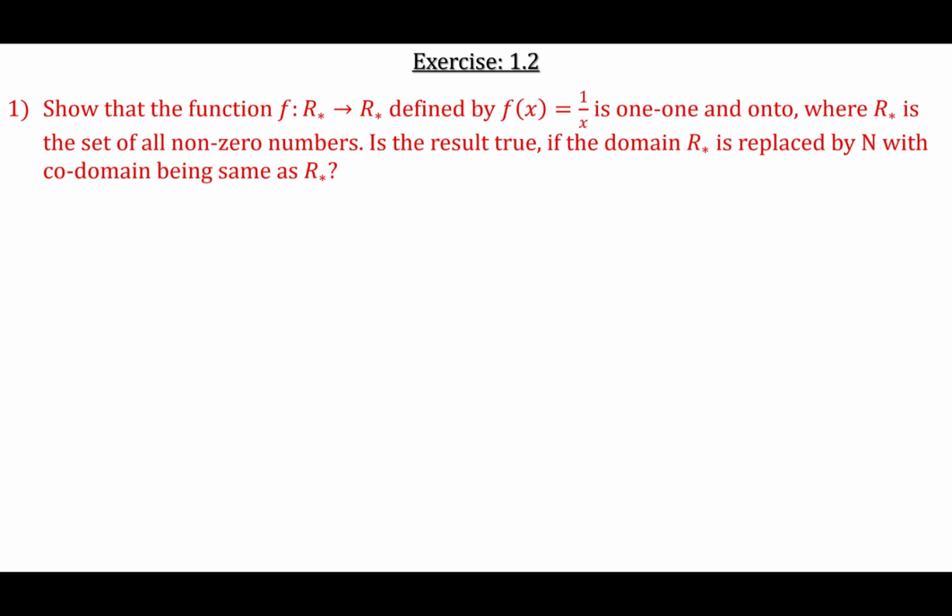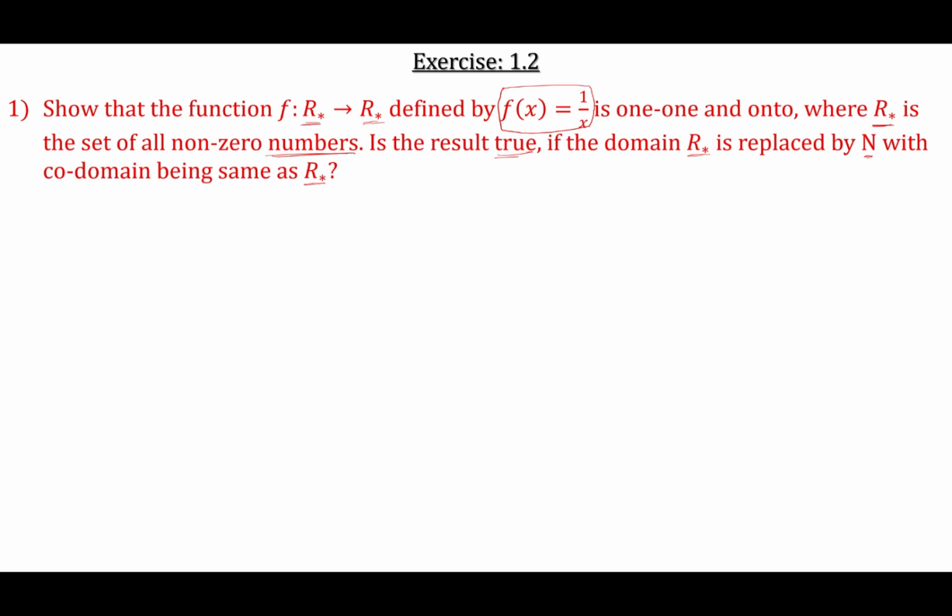Come to exercise 1.2. Show that the function from R star to R star, defined by f of x equals 1 over x, is 1-1 and onto, where R star is the set of all non-zero numbers. Is this result true if the domain R star is replaced by N, the natural numbers, with the codomain being the same R star?